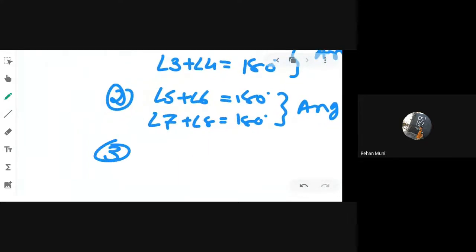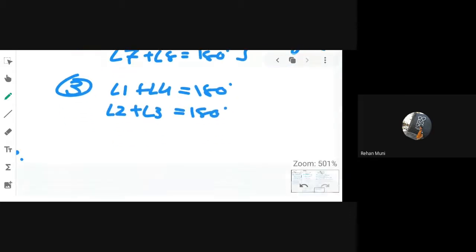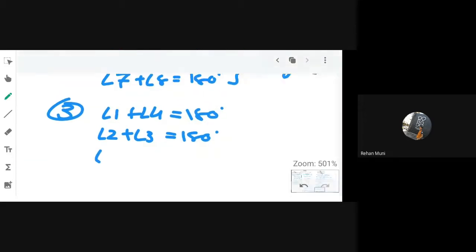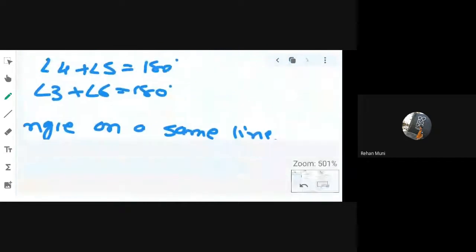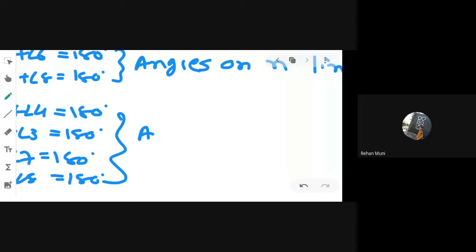And then third, angle 1 plus angle 4 is equal to 180 degrees. Angle 2 plus angle 3 is equal to 180 degrees. Angle 3 plus angle 6, sorry, it is angle on the same transversal. So we can take another two angles. Which two angles? See here, angle 6 and 7, and 5 and 8. Angle 6 plus angle 7 is equal to 180 degrees, and angle 5 plus angle 8 is equal to 180 degrees. These four angles are on the line L. Clear, all of you?